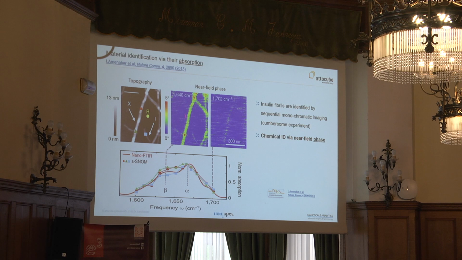And then tuning the laser to a different wavelength, we can go onto the amide band and nicely highlight the areas where we have protein in the sample. So this is now chemical identification via near-field phase.